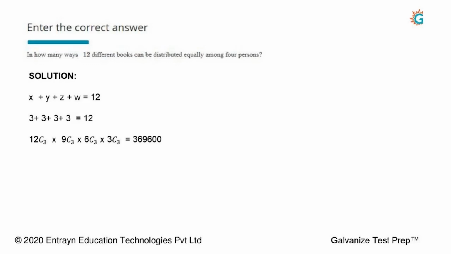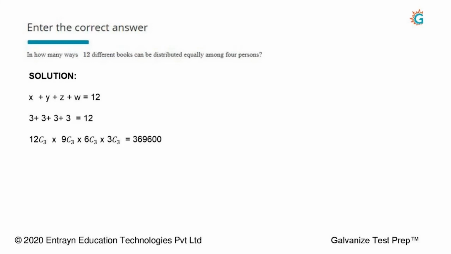There are 12 books. You're going to distribute them equally. They are not the same books. There is no need to divide by 3 factorial here. Got it? Simple, plain question. You just have to distribute it to those 4 people equally. So each person gets 3 books.